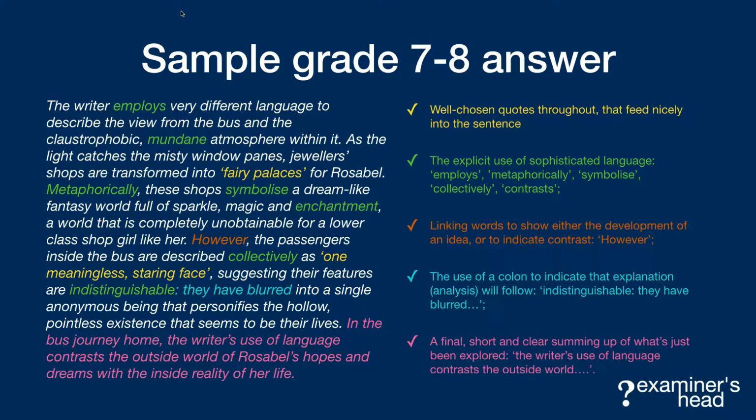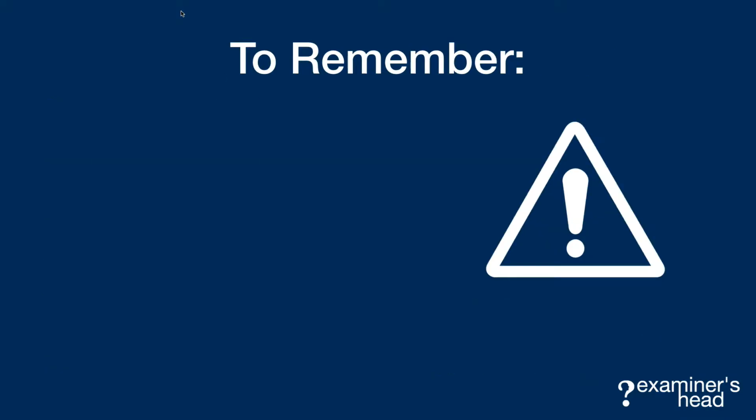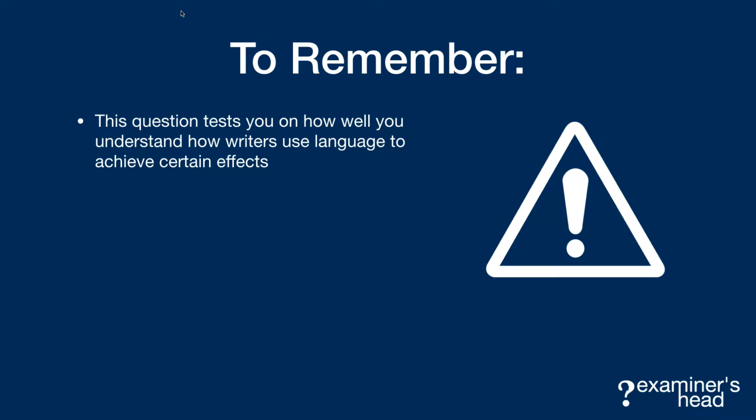And then finally here, there's that final summary sentence, a little bit like the other one, but again, a little bit more advanced: "The writer's use of language contrasts the outside world of Rosabel's hopes and dreams with the inside reality of her life." It's a really, really good use of a summary sentence just to sum up everything that you've said before.